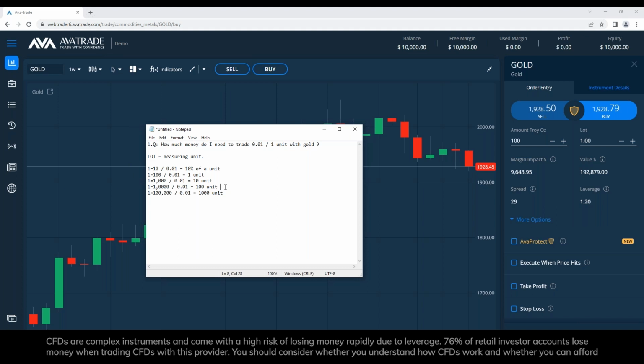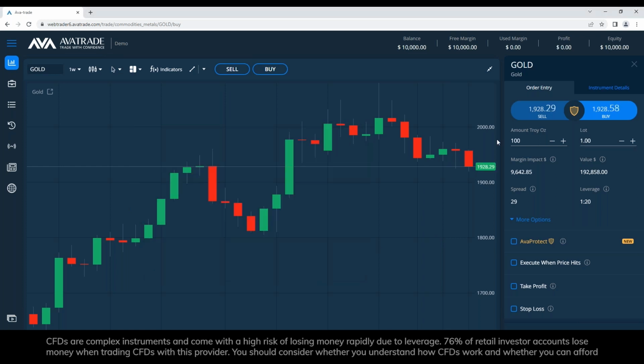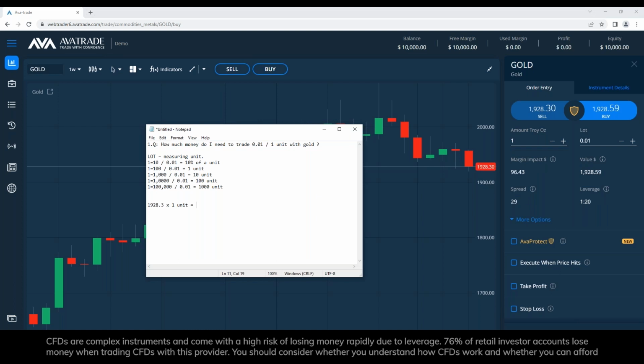Okay, so when we are looking at the lot size of 1 to 100, the value is going to be easy to measure because I'm going to look at the price, 1928.3. I'm going to multiply that by 1 unit because look at what we said. If one lot equals 100, that means 0.01 equals 1. That makes it easy for me because the value is exactly as my price.